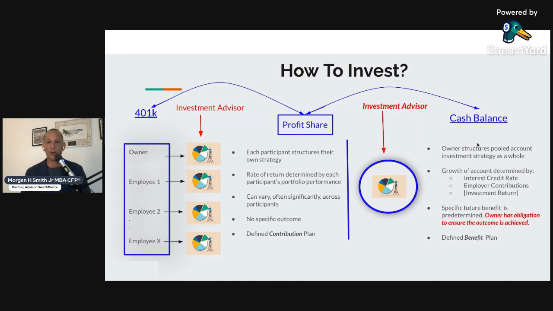Again, in the cash balance plan, the owner is going to structure this pooled account, and the growth of the account is determined again by the interest credit rate, employer contribution, and investment return. The big thing here again is the owner has the obligation to ensure the outcome is achieved. Remember, we talked about that $3.4 million at age 62. So I think it becomes really critical here to get appropriate advice and professional management in the cash balance plan, because it's a much different strategy than what you're used to in these individual accounts, maybe your own investment account or a 401k.